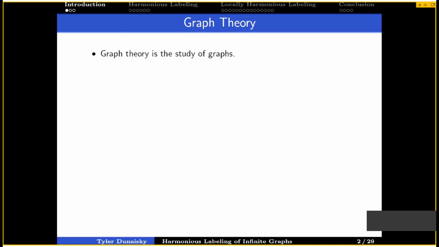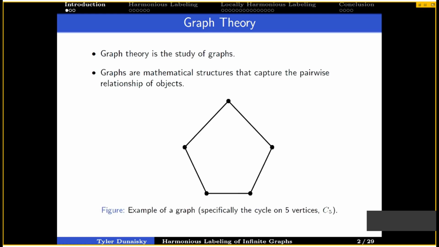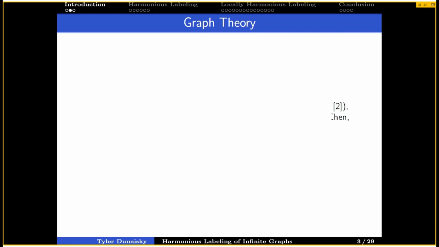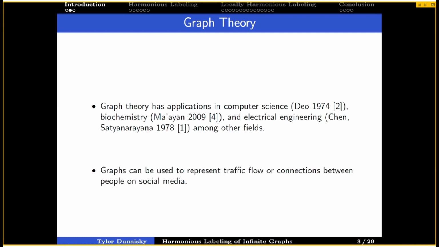Graph theory is the study of graphs, which are mathematical structures that capture the pairwise relationship of objects. Here's an example of a graph where the dots are vertices and the lines are edges. This graph is specifically the cycle on five vertices. Graph theory has applications in computer science, electrical engineering, biochemistry, and many other fields. Graphs can also be used to model traffic flow or relationships between people on social media.